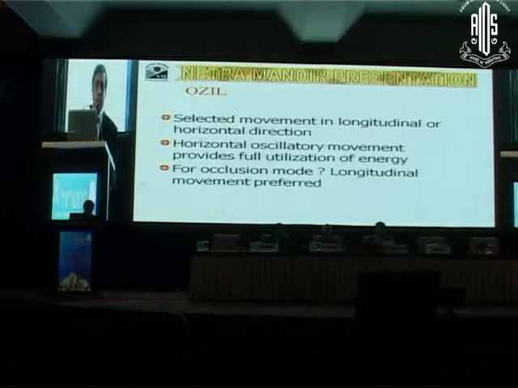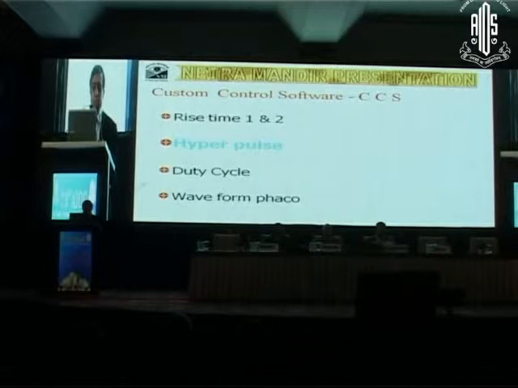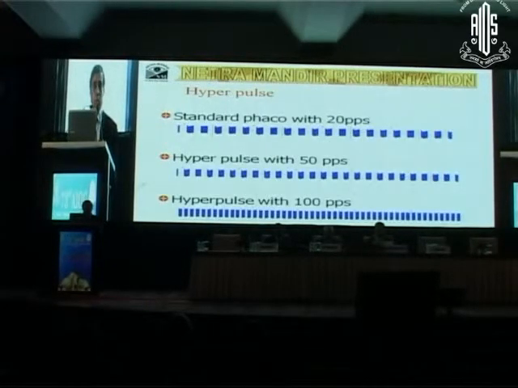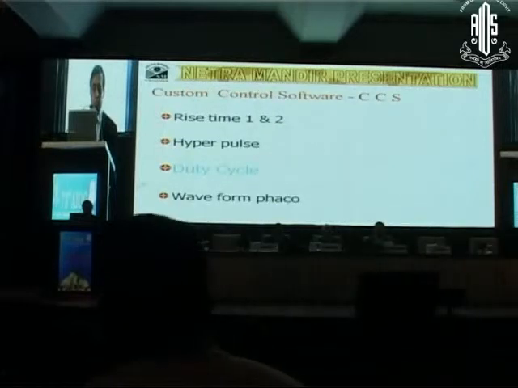In Ozil, they came up with horizontal movement, which said that in longitudinal movement, when the phaco tip is coming backwards, you are using the energy, but it is not effective. Whereas in Ozil, since it is a transverse movement, whether it goes from left to right or right to left, it keeps on eating the nuclear pieces. The hyperpulse is nothing but advancement of the number of pulses, which now you can go from 10 to 120. The moment you have a higher number of pulses, the energy comes very frequently, but the gap between the two also reduces.